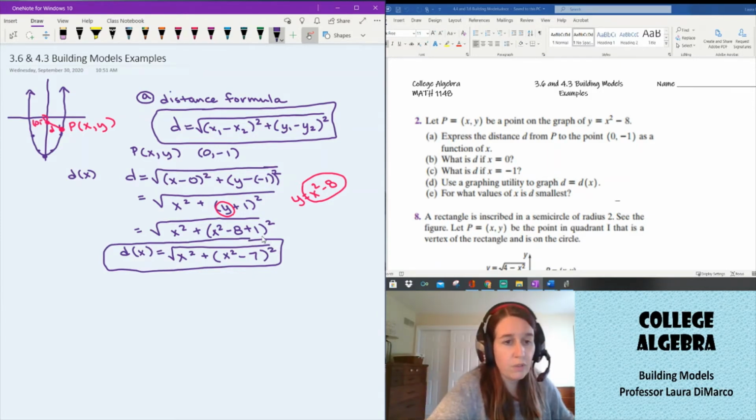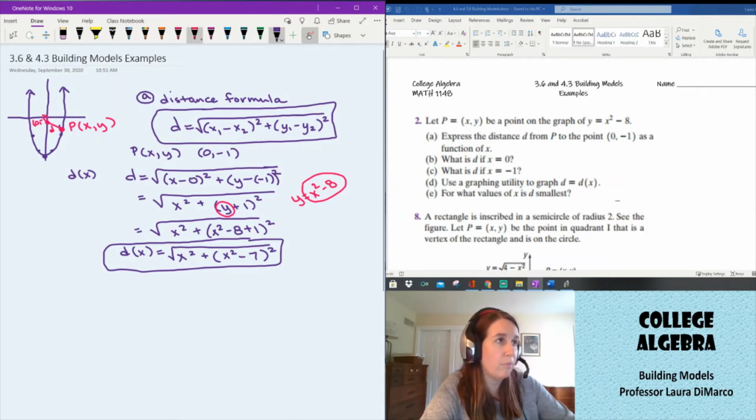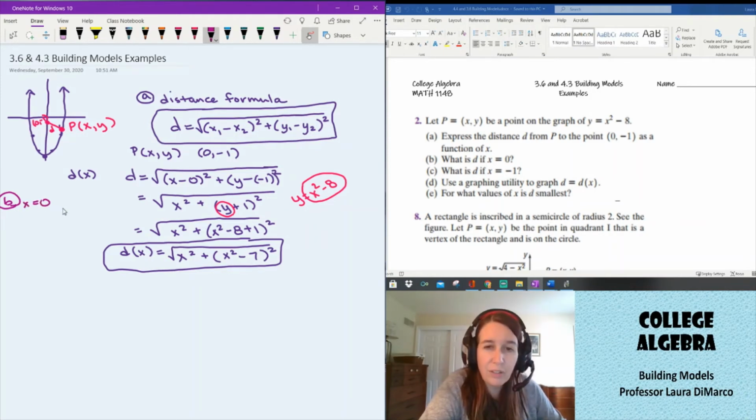Okay, so now it says, what if d is equal to 0? So this is part B. I'm going to try to stick this part right in here so we don't run out of room on this problem. So for B, if x is 0, well, could we figure out what y was? Could we? Yes, we could, because we know y is equal to x squared minus 8, right?